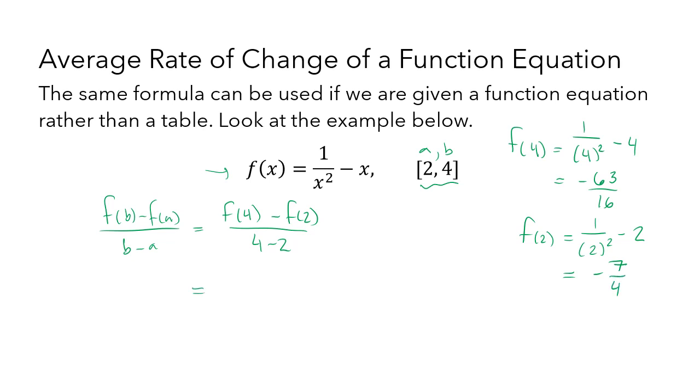Now we can put this all together. So f of 4 is going to be negative 63 over 16 minus f of 2 is a negative number, so this will actually turn to minus minus, which becomes plus 7 over 4. And all that is over 4 minus 2, which is 2. We calculate this, and it equals negative 35 over 32. So this is the average rate of change of this function on this interval.